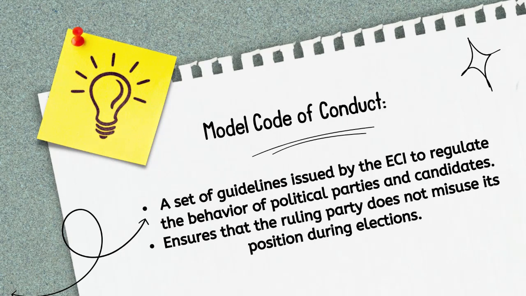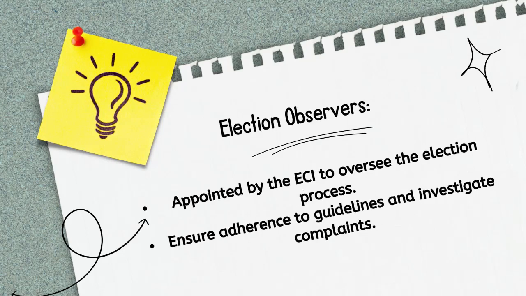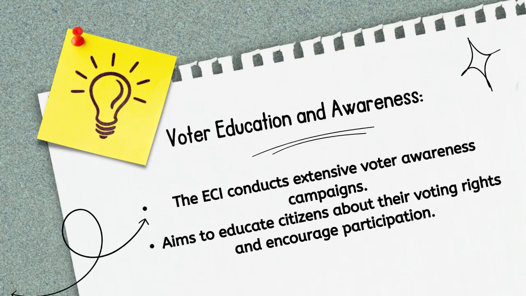Number 2. Model Code of Conduct. It is a set of guidelines issued by the ECI to regulate the behavior of political parties and candidates. It ensures that the ruling party does not misuse its position during the election. Number 3. Election observers. They are appointed by the ECI to oversee the election process. They ensure adherence to guidelines and investigate complaints. Number 4. Voter education and awareness. The ECI conducts extensive voter awareness campaigns and aims to educate citizens about their voting rights and encourage participation.